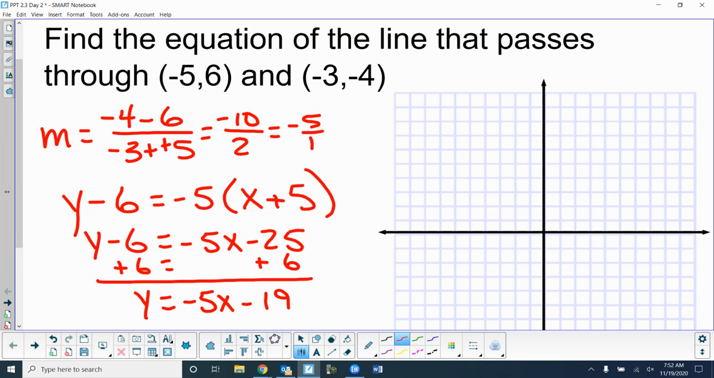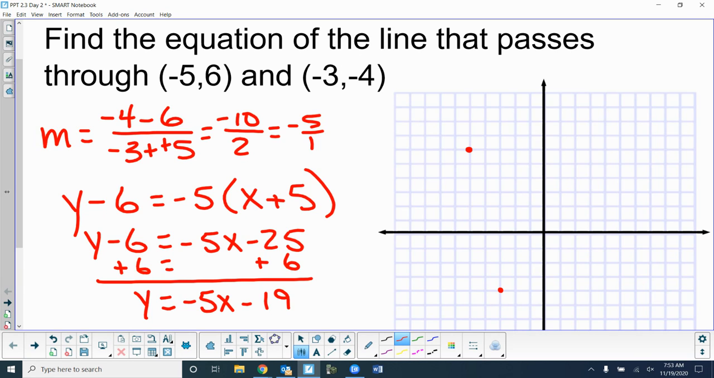Okay, so if we were to graph that, negative 5, 6 is here. 1, 2, 3, 4, 5, 1, 2, 3, 4, 5, 6. And then negative 3, 1, 2, 3, 1, 2, 3, 4. We can connect those, but we wouldn't cross the y-axis till way down at negative 19. Right? It's kind of hard to do it graphically, but you could do it if you want. Okay? Any questions on that?